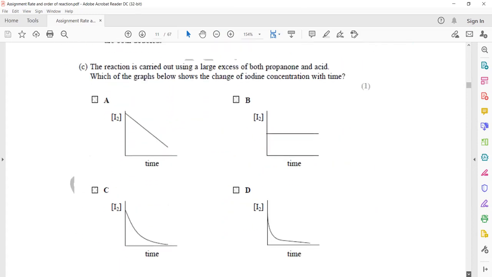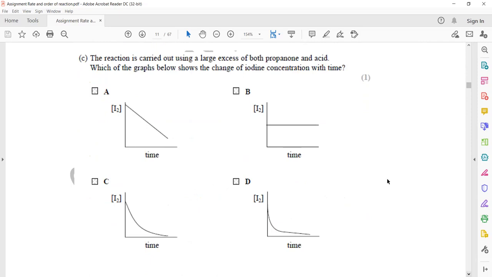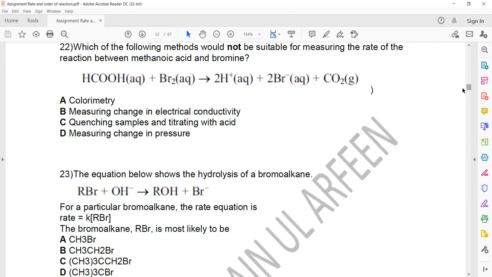Part C. The reaction is carried out using a large excess of both propanol and acid. Which of the following shows the change in iodine? Because it is zero order with respect to iodine, what could be the right answer? So A. The concentration of iodine will change, the slope will be constant, so the rate will be constant.